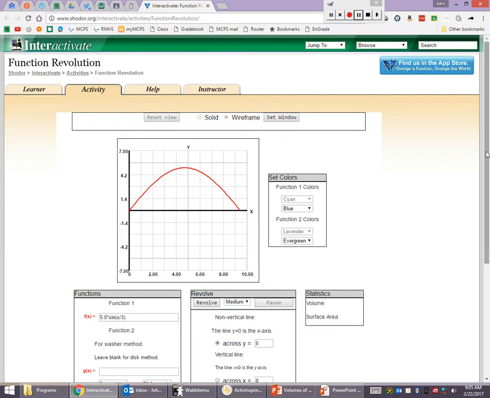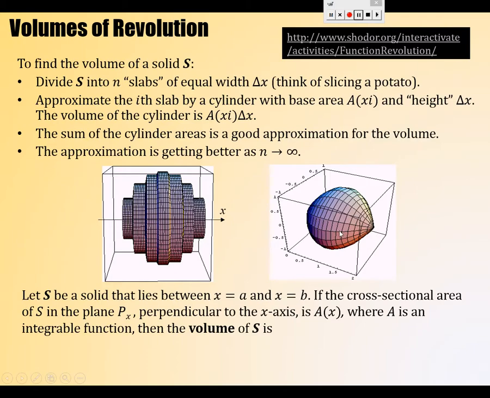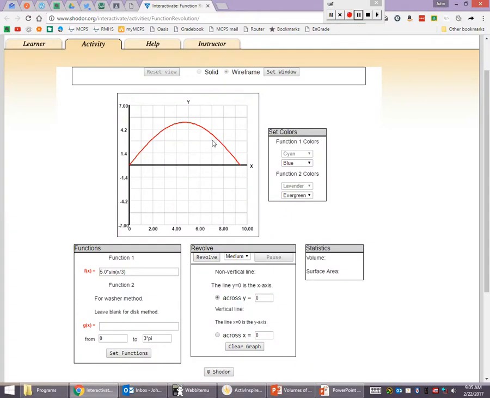So I graphed, for example, the following function using this applet. The reason I'm using this applet is because it allows you to visualize this solid really nicely. I don't know what that picture was, but whatever, this looks something like it. This is the general idea here. So I picked 5 sine of x over 3. It's some sine, like one arc of a sine wave.